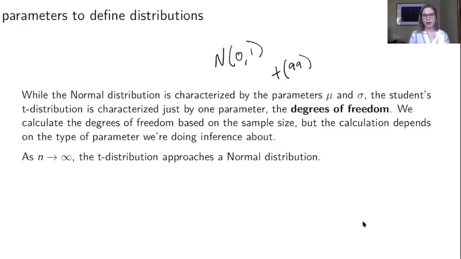And we're going to learn how to calculate degrees of freedom based on the sample size. The degrees of freedom calculation is going to depend on the type of parameter we're doing inference about. In this section, we're thinking about a single mean, and the degrees of freedom calculation is pretty easy. It gets more complicated when we do more complicated parameters. As the degrees of freedom increases, or as n approaches infinity, the t-distribution is going to approach a normal distribution. So if we have a really large sample size, they're going to be basically the same.